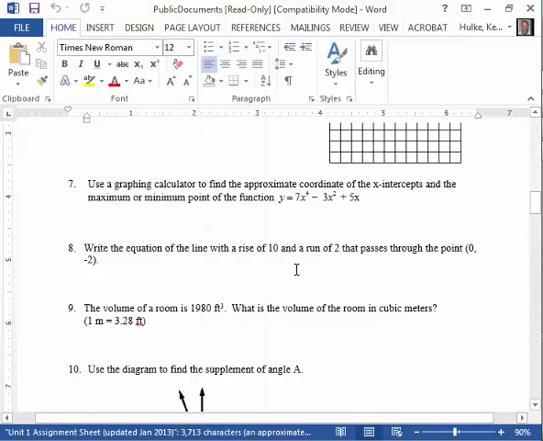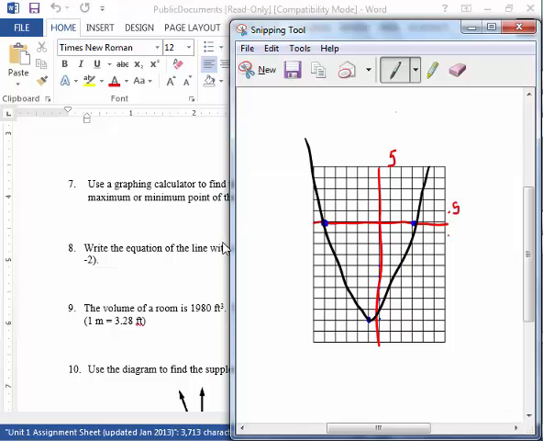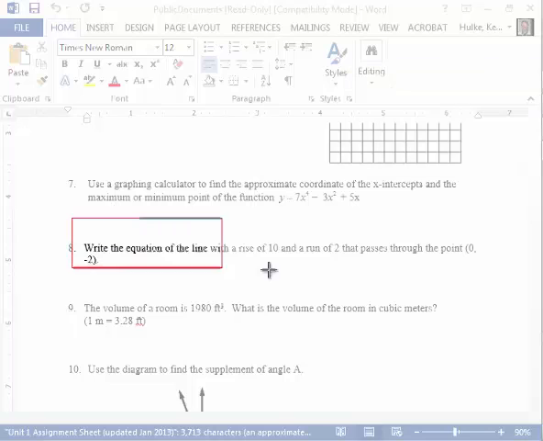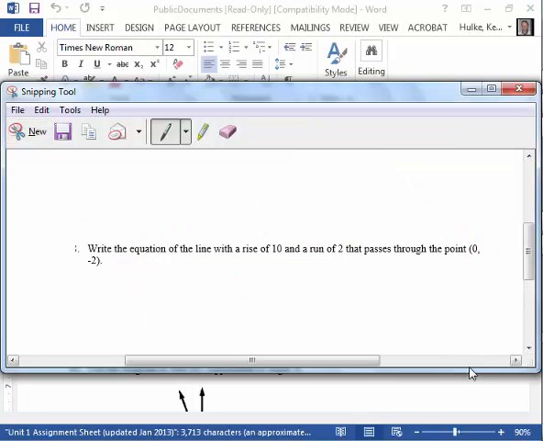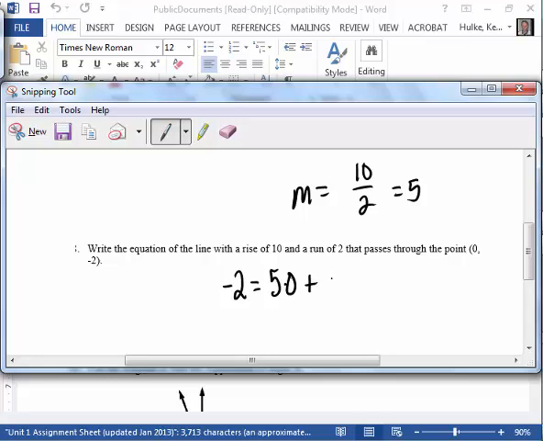Write the equation of a line with a rise of 10 and a run of 2 that passes through the point 0, negative 2. Okay, so rise over run, which is 5. So y equals m times x plus b, with y at negative 2. Well, 5 times 0 is 0, so b is negative 2.